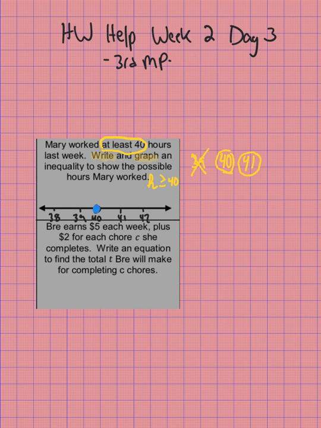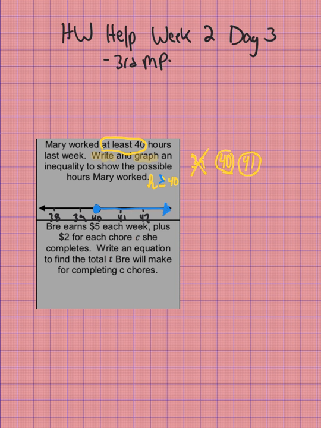You have to shade everything greater than 40. Or, if you remember, that greater than sign is the same as that arrow right there. So that's the side you're going to shade. And that's how you graph the inequality. So, there's your inequality, there's graphing it. I hope that helped for the first one.